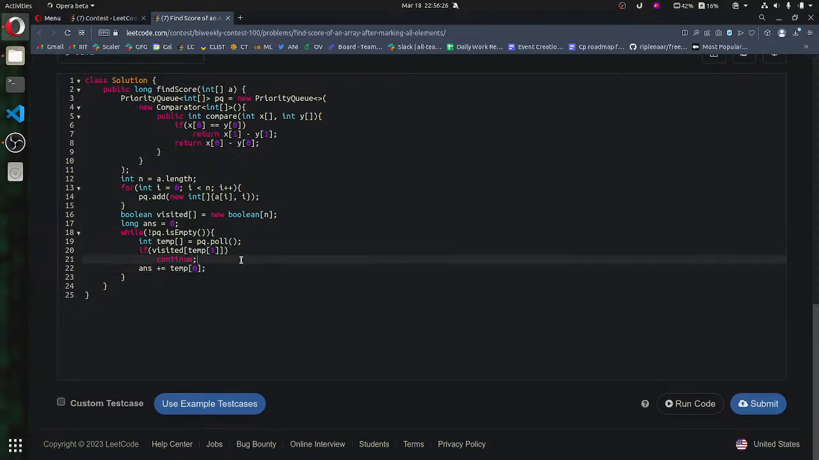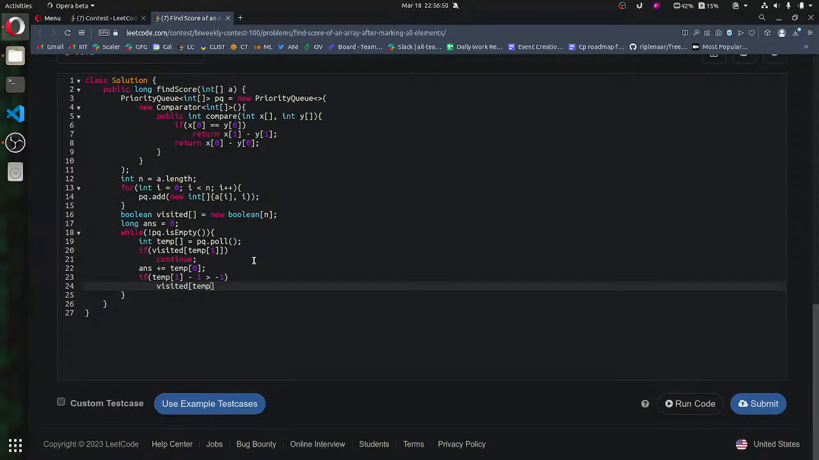It will be temp 1. Okay, now if temp 1 minus 1 is greater than minus 1, and it is okay, I will make it 2.